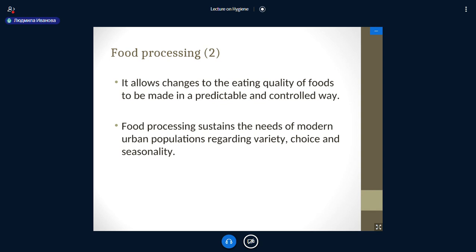It allows changes to the quality of foods to be made in a predictable and controlled way, in order to, on one side, adapt to our taste preferences, but on the other side, and this is the most important, to ensure food safety. And this food processing science needs more attention regarding the right choice and seasonality.